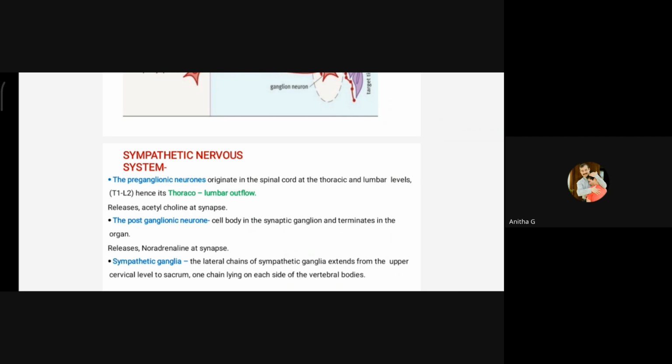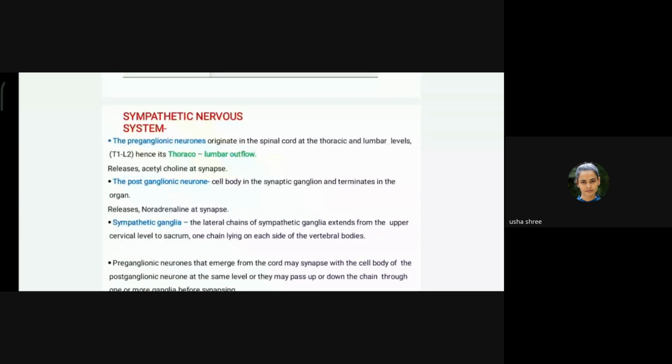It releases acetylcholine at the synapse. Okay. You know what is a synapse? We have already discussed it during the cell chapter. What is a synapse? Synapse is the junction where one neuron ends and another neuron begins. Yes, very good. It's a junction of two neurons, right? So in synapses, these preganglionic neurons release acetylcholine for communication, for transferring the information.